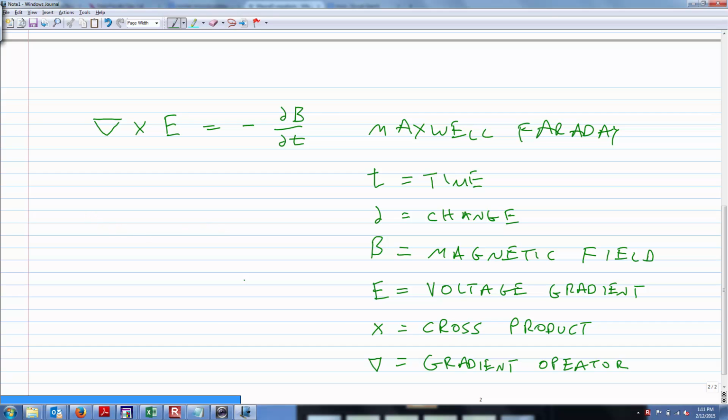Okay, so X is the cross product, and I'll show you in just kind of cartoon form what it means, and it's the best way to think about it.